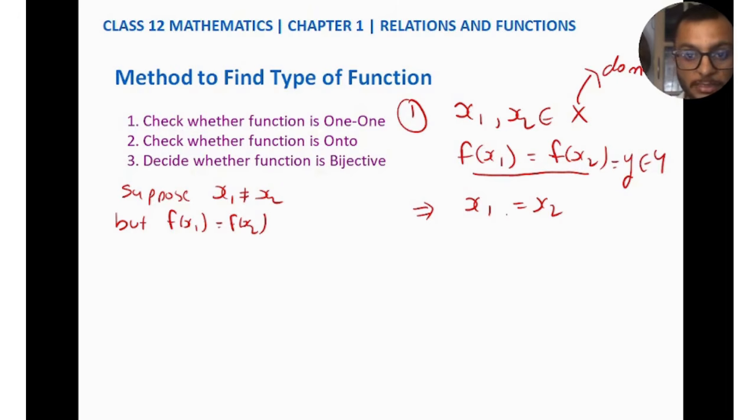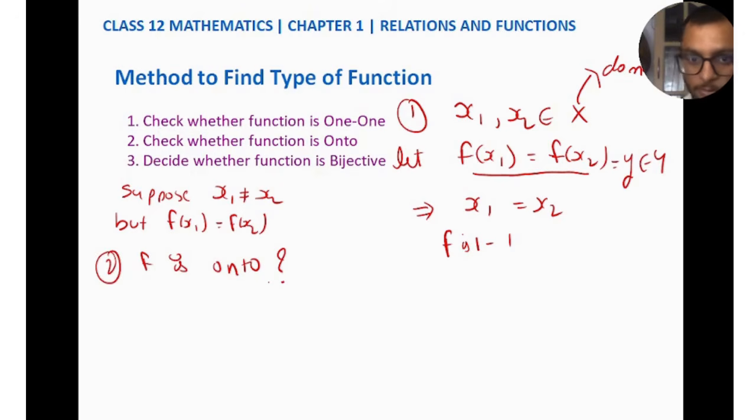So you got it, how to find whether a function is one-one or not. For that you have to take two arbitrary elements from x, then say let f of x1 equal f of x2, and if you are able to prove that x1 is equal to x2, then our function f will be one-one. So you got it, how to show one-one. Now let's see how we'll show f is onto or not.